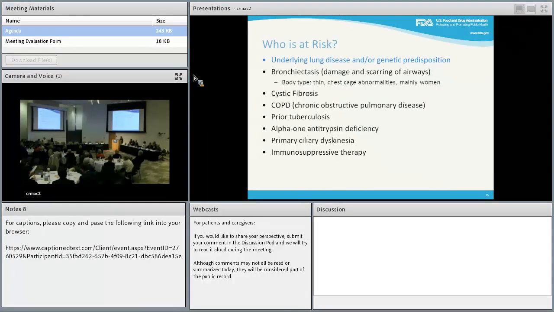Who is at risk for this infection? It's generally people who have underlying lung disease and/or a genetic predisposition. By and large, the major group in the United States tend to be patients with bronchiectasis, which is a condition where there is damage and scarring of the airways. And in that group falls a category of patients with a very specific body type. These tend to be mainly slender women. However, the other categories include patients with cystic fibrosis, chronic obstructive lung disease, and smokers. Patients who had prior tuberculosis, where this NTM may occur in areas that were previously involved with TB. And then other conditions such as alpha-1 antitrypsin deficiency, which results in lung damage, primary ciliary dyskinesia, where people can't clear their secretions, and some people who are immune compromised.